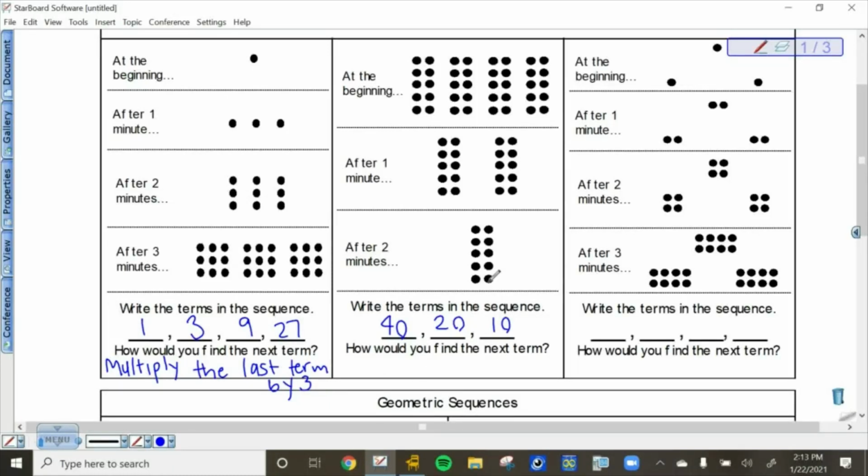So how are we going to find the next term in this sequence? What do we have to do? Yeah, divide 10 by 2. Divide the last term by 2.